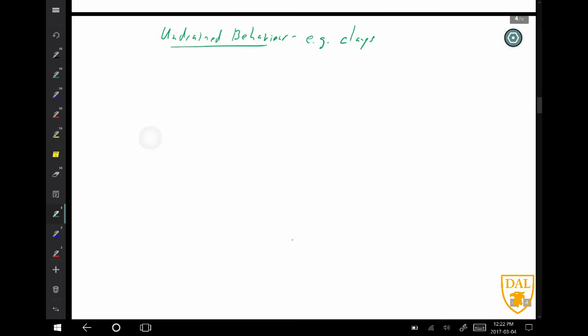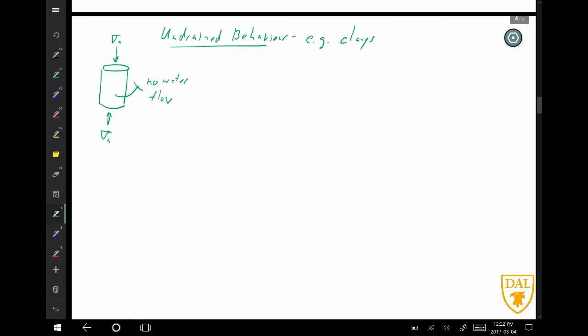So let's draw another specimen over here, okay, and axial loading. In this case, no water can flow out, okay? No water flow.